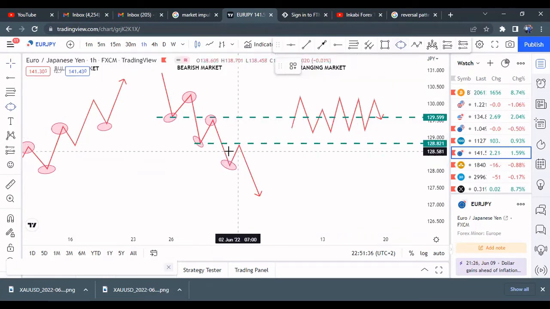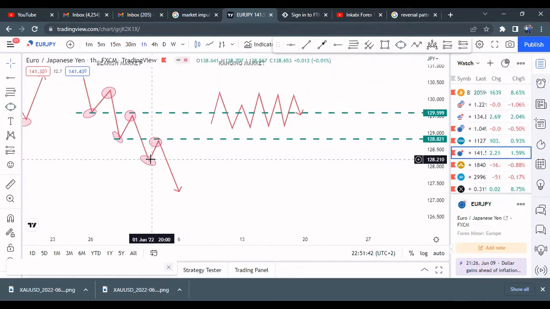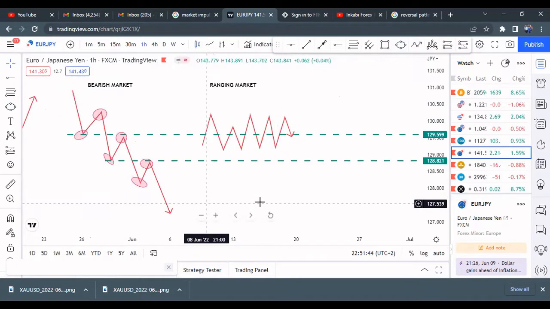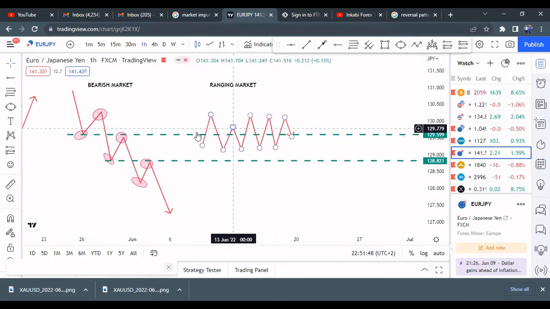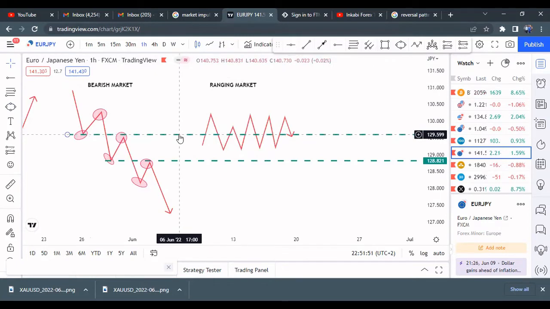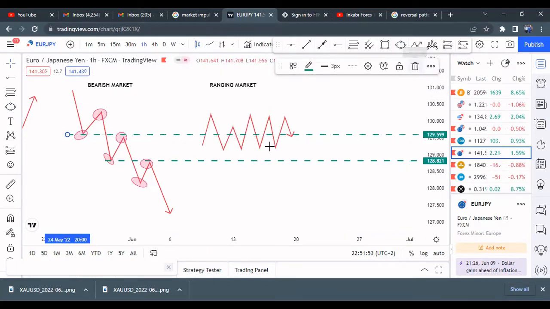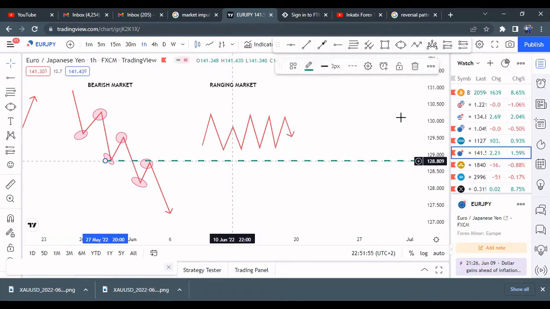Okay, so now we're going to be dealing with the ranging market. In a ranging market, we have a case whereby there's no clear direction of where the trend is going to, right?